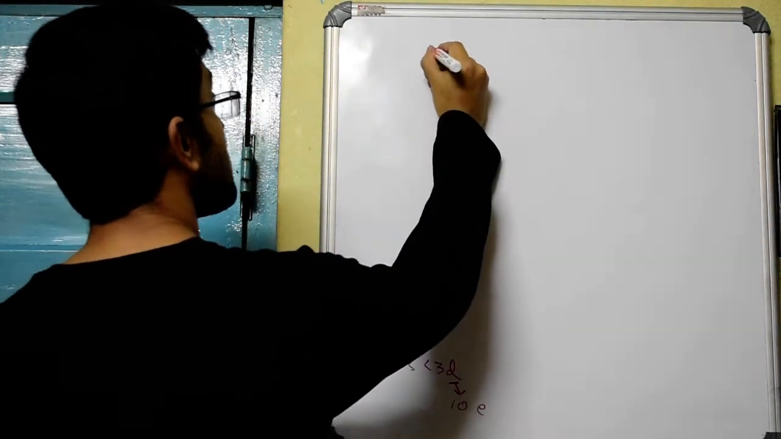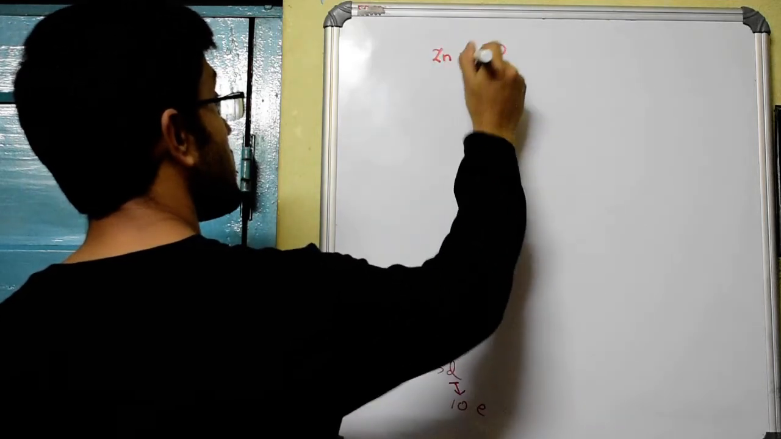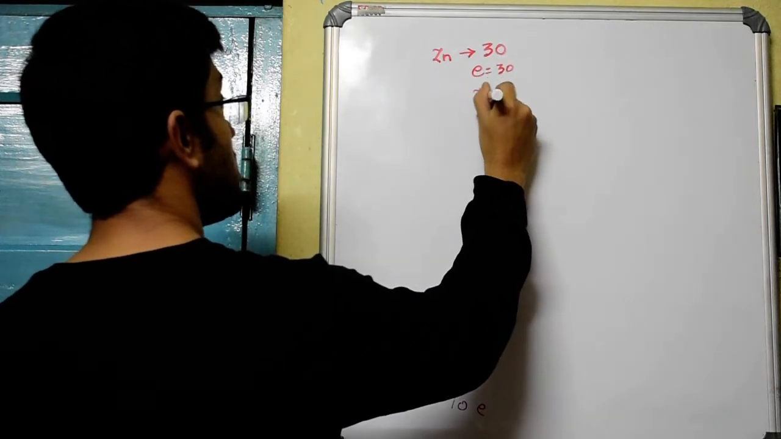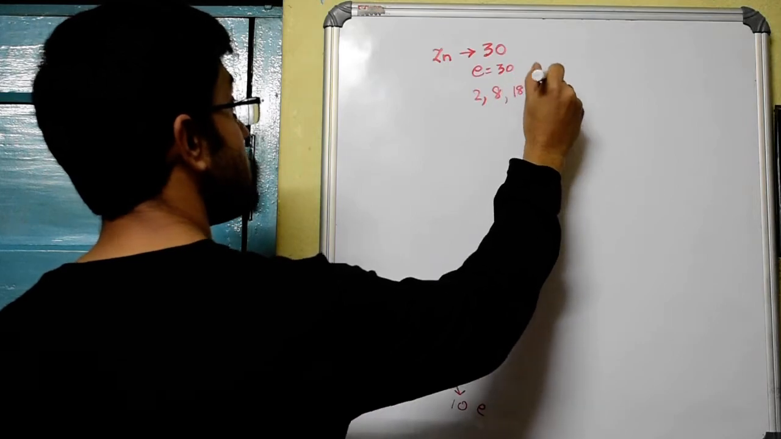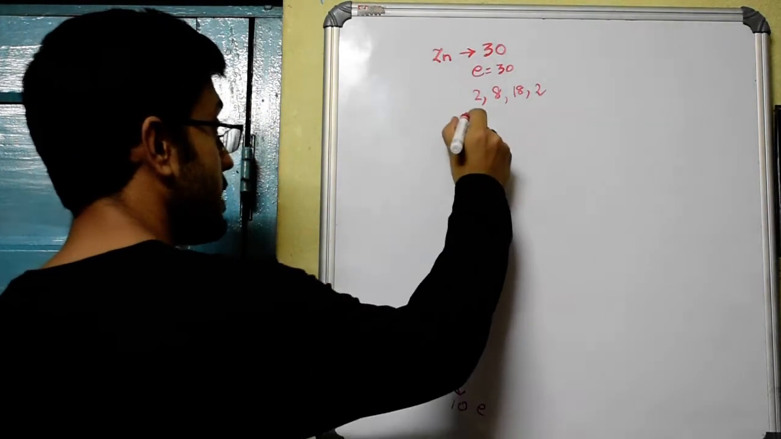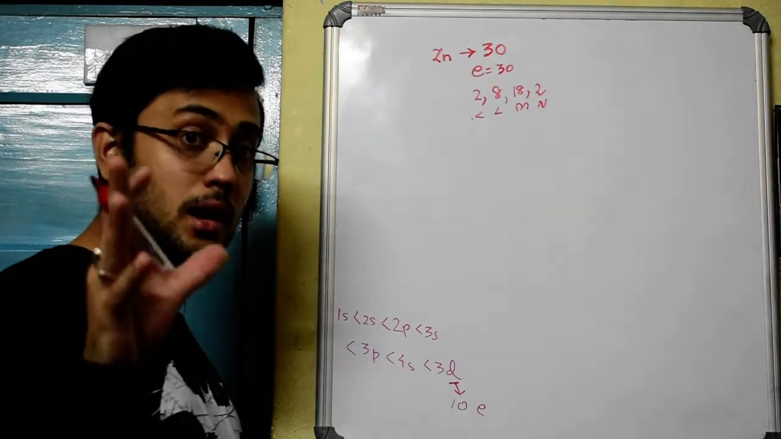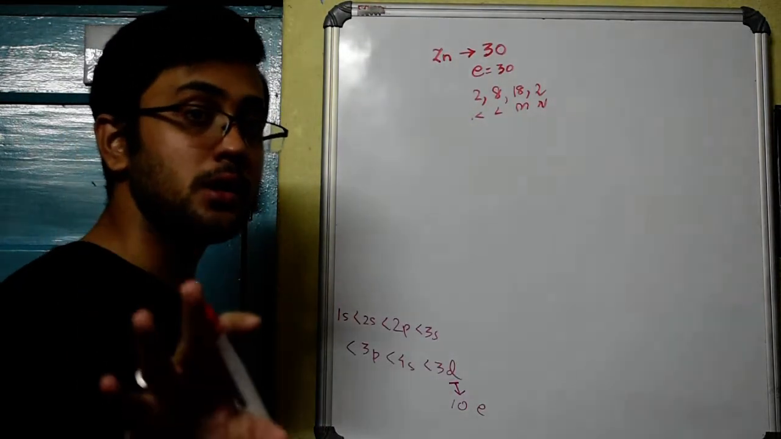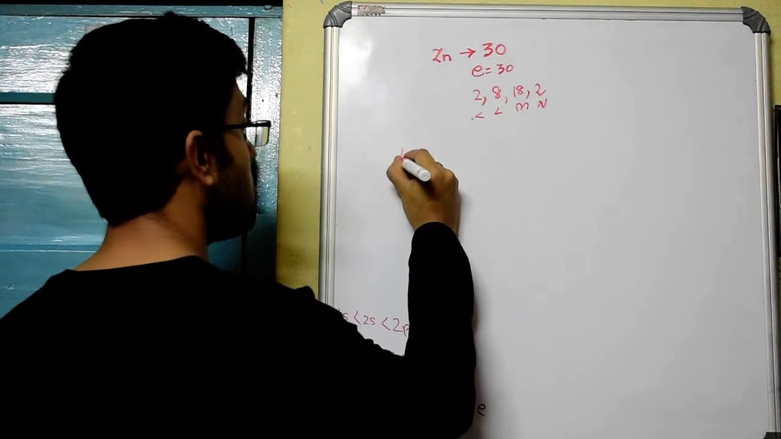So zinc has the atomic number 30. So it means there are 30 electrons. How are they arranged? 2, 8, that makes it 10, 18, 2. That's the electronic configuration of zinc. K shell, L shell, M shell, N shell. So there are indeed 18 electrons in the M shell. Since atomic number 20 and above is not in your syllabus, you don't get to see this. But if I write it down, how will it look?